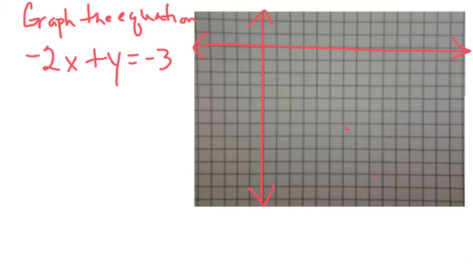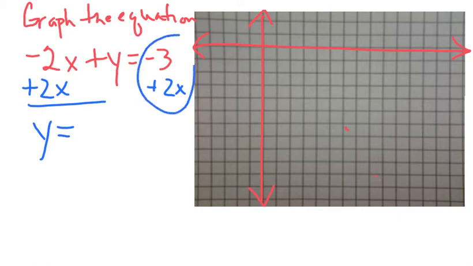So, we're going to get rid of the -2x by going plus 2x, plus 2x. That's going to leave us with y on this side. And we're going to arrange these two parts that are on this side with the x first, because we want it in slope-intercept form. So y equals 2x minus 3. Now, we're done with that. The next thing to do is make an input-output table.